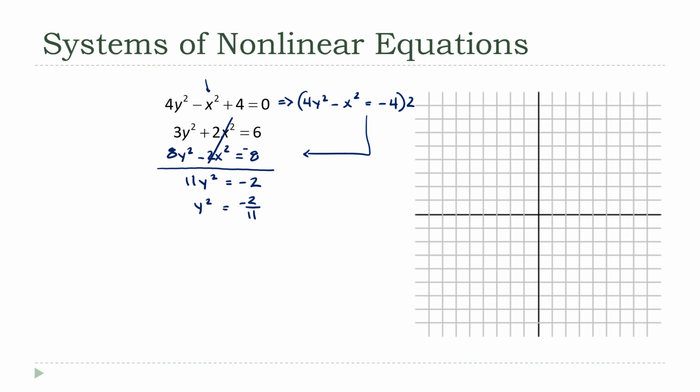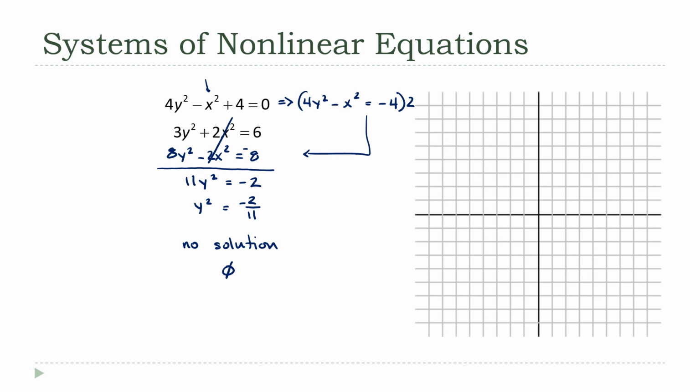All right, so what does that mean? Well, there's no y values that work, so we've seen this before. This is another no solution scenario. In the past, we've seen that there were no solutions when we got a false statement, like 0 equals 3, for example. And that really is what's happened here. We have gotten a false statement. There is no way the square of a real number equals negative 2/11.